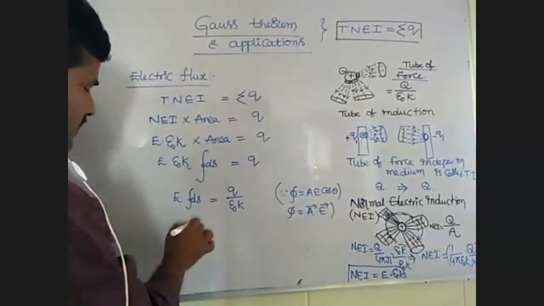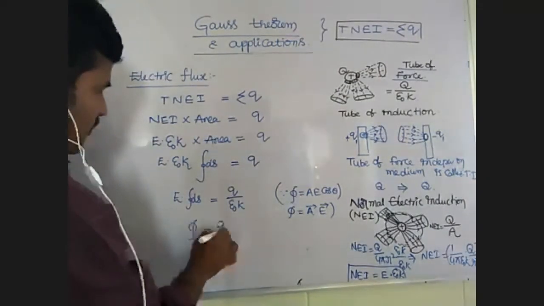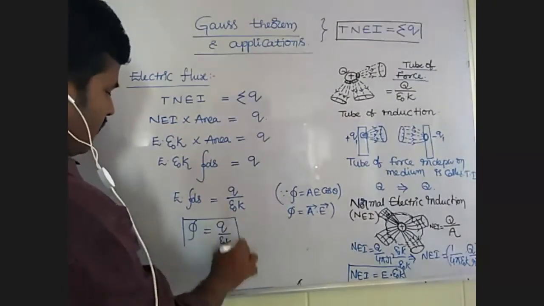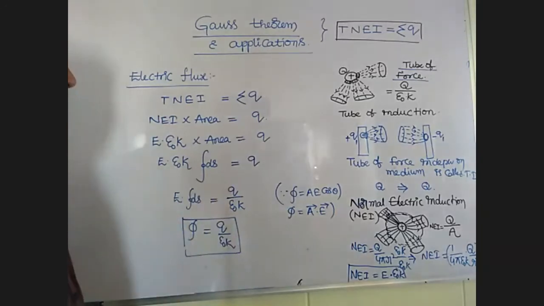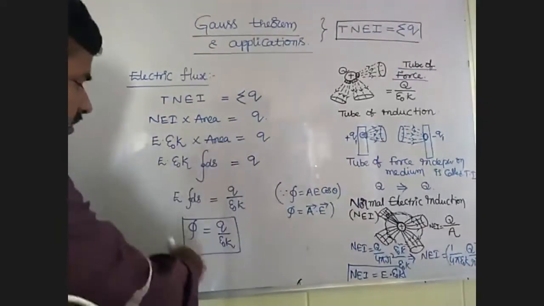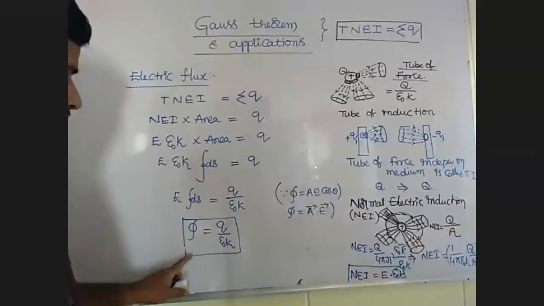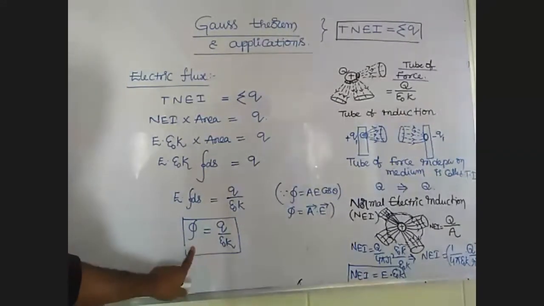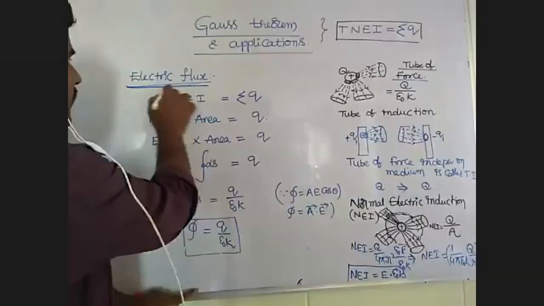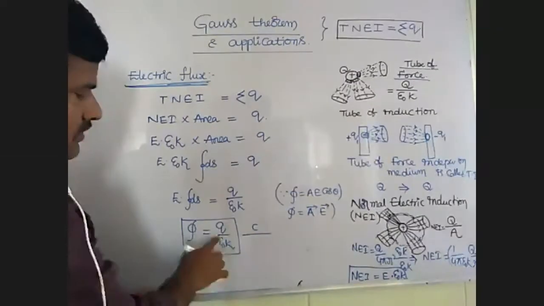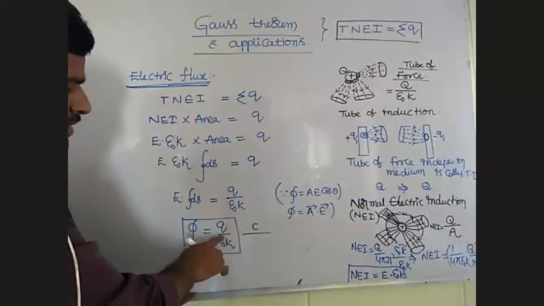So the dot product is called flux. Flux equals Q upon epsilon naught. That means the charge present gives the flux. This is electric flux. Now the units of flux: Q is coulomb, and epsilon naught is the permittivity.